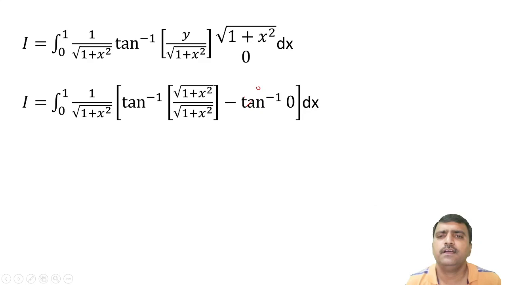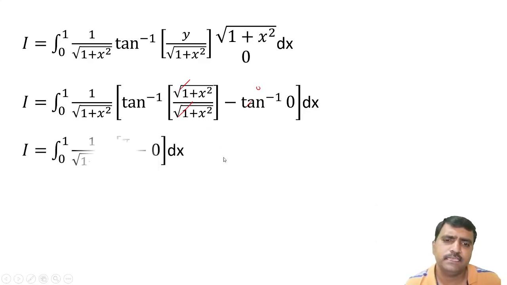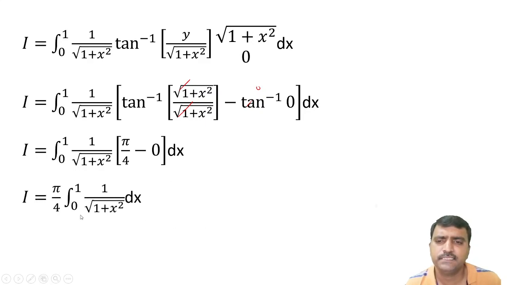Okay. So now this is 1 by root of 1 plus x square. And this cancels. It is tan inverse of 1. Tan inverse of 1 minus tan inverse of 0. Tan inverse of 1 is pi by 4 minus tan inverse of 0 is 0. Pi by 4 is a constant, you keep this pi by 4 outside the integration. Pi by 4 into integration from 0 to 1, 1 by root of 1 plus x square dx.